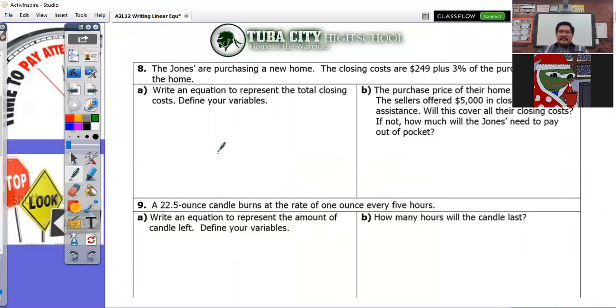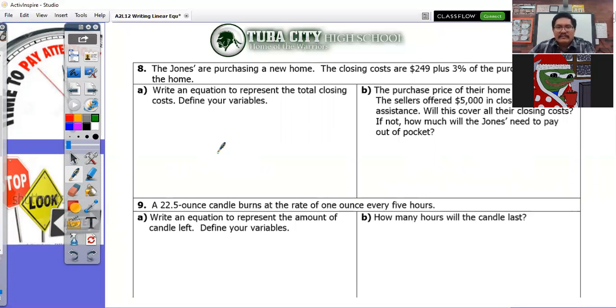All right, so here we have the Jones family purchasing a new home. The closing costs are $249 plus 3% of the purchase price of the home. Closing, like when they say close a deal, means the end of it. So the closing price is when all is said and done, when the contract and everything is covered. It's the final deal.